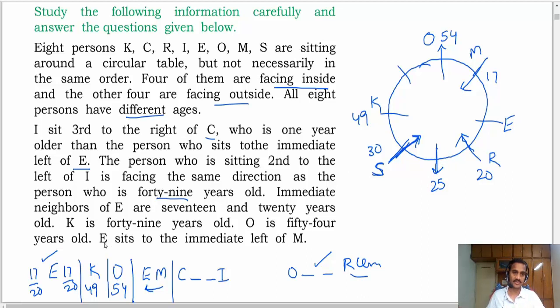Next one, O and R are done. O is 54 years old, K is 49, E and M. And E is to the immediate left of M. The immediate neighbors of E are 17. E sits to the immediate left of M. That we have used, and this is also done.